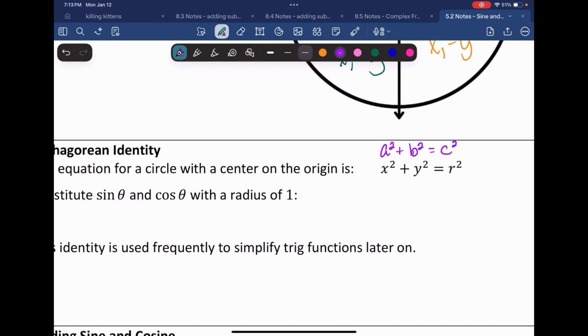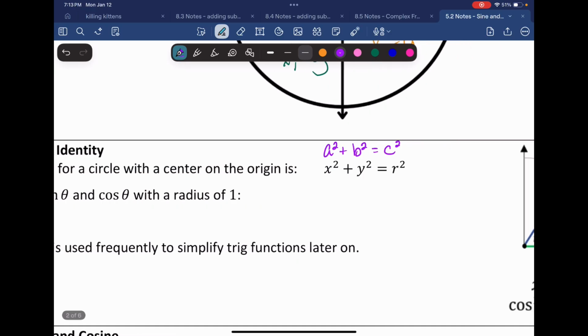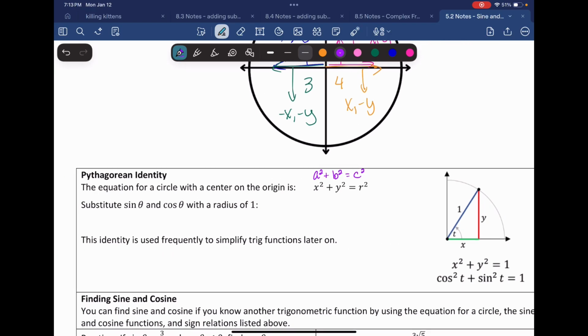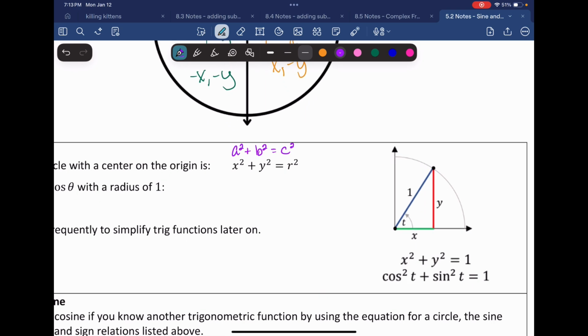Okay, c is the hypotenuse. Okay, a and b are leg lengths. So if we put it on a coordinate plane, the radius corresponds with c, and our side lengths correspond with a and b. So x and y is a and b.